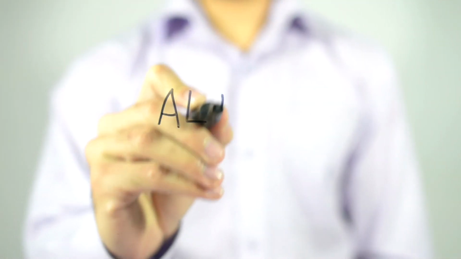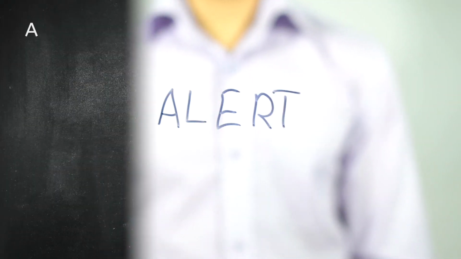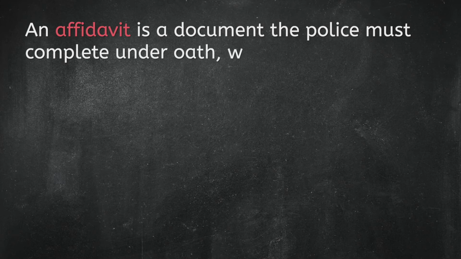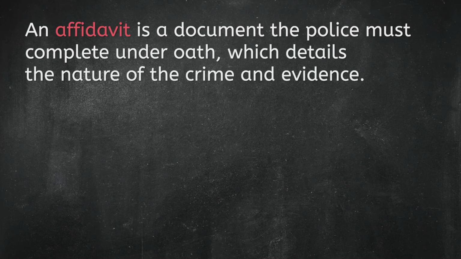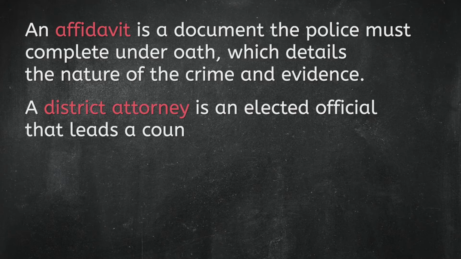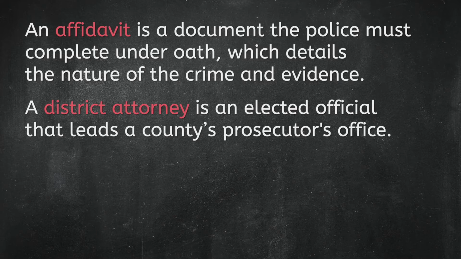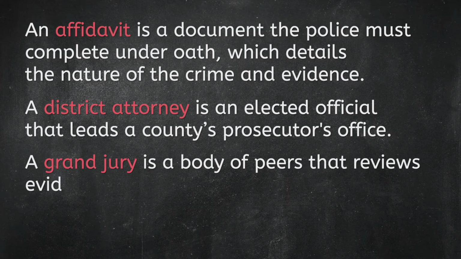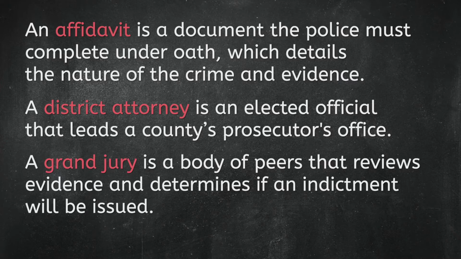Triple word alert! An affidavit is a document the police must complete under oath which details the nature of the crime and evidence. A district attorney is an elected official that leads a local prosecutor's office. A grand jury is a body of peers that reviews evidence and determines if an indictment will be issued.